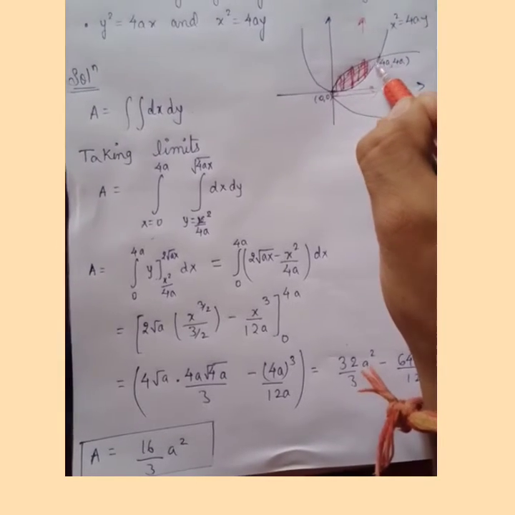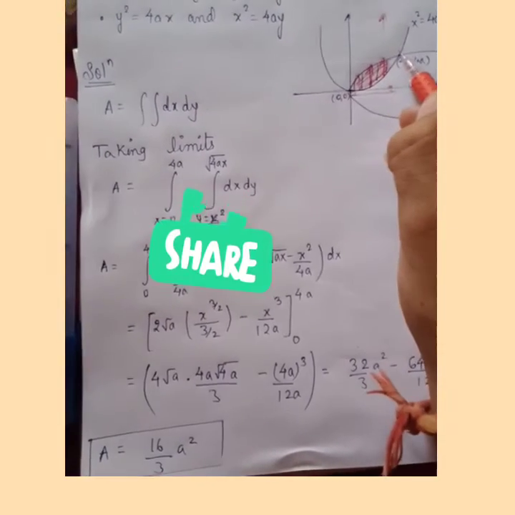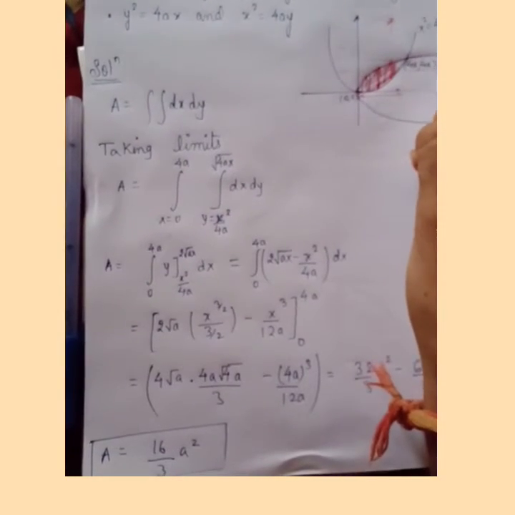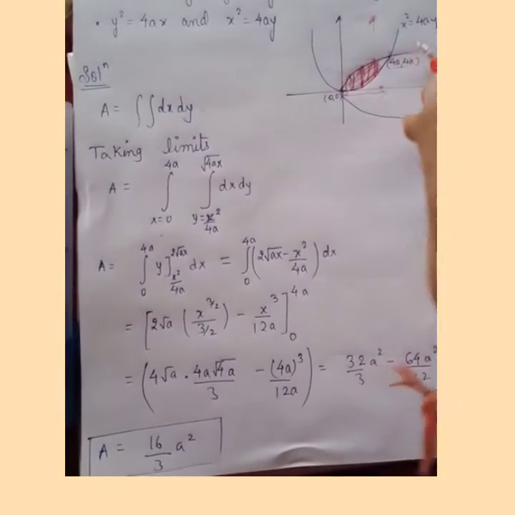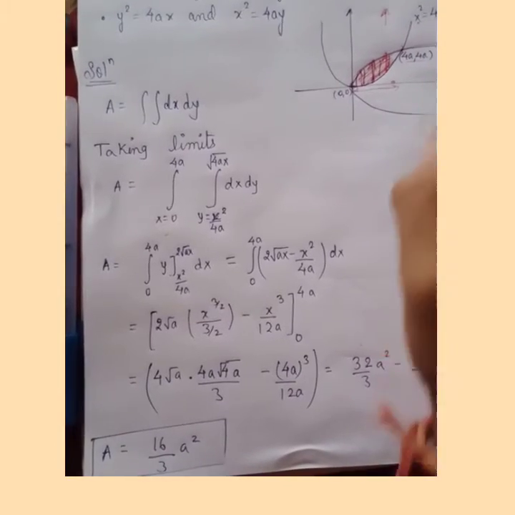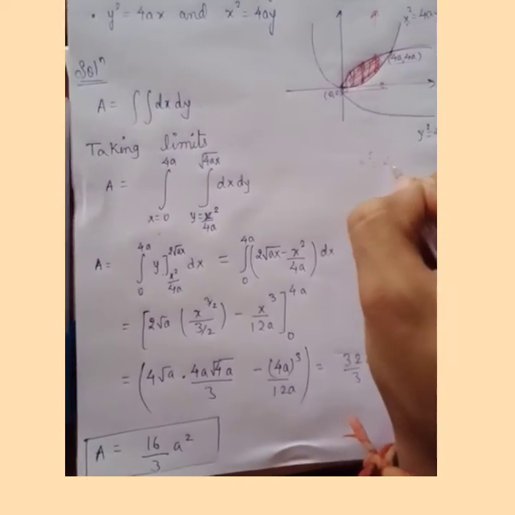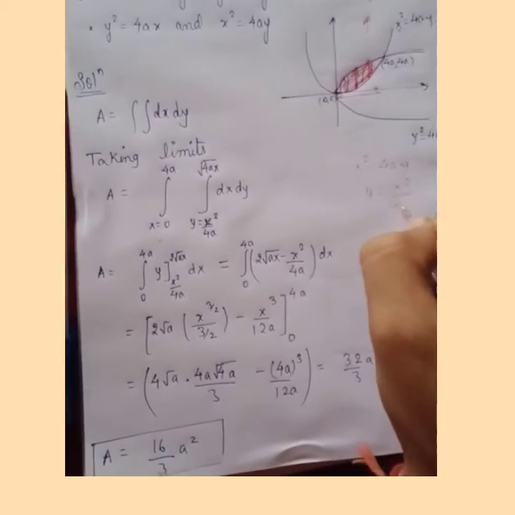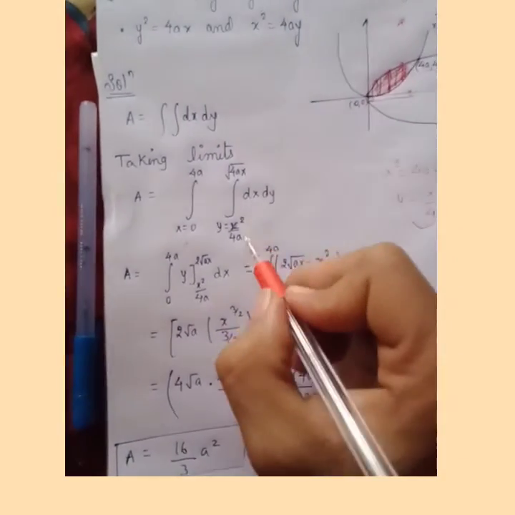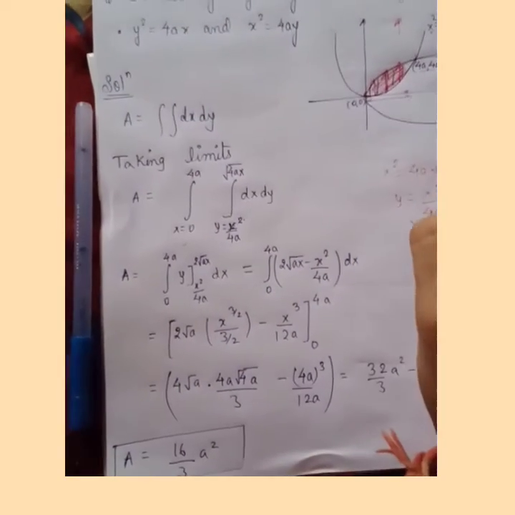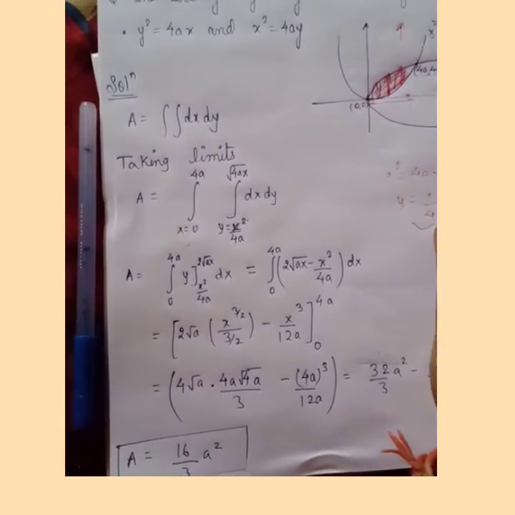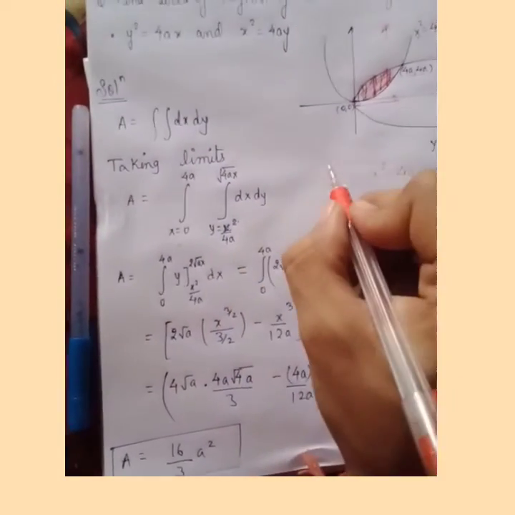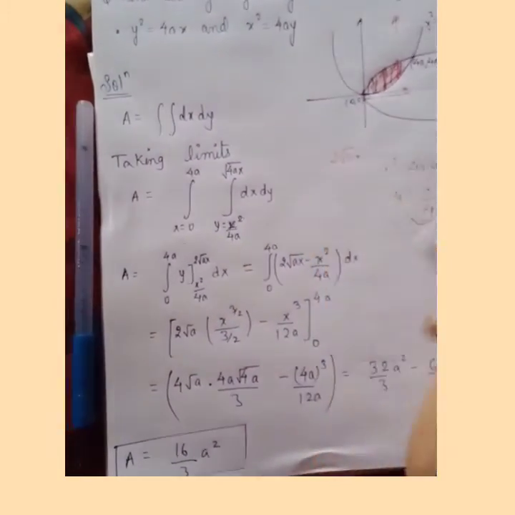So for the lower limit, this will be giving the lower limit which is tending to 0, and for the upper limit this part will be giving you the upper limit. The lower limit is given by x square is equals to 4ay, from where x square is equals to 4ay, so y is equals to x square by 4a. So this will be the lower limit you can see over here. Similarly, putting the value of the upper limit, under root of 4ax, which is nothing but 2 root ax.